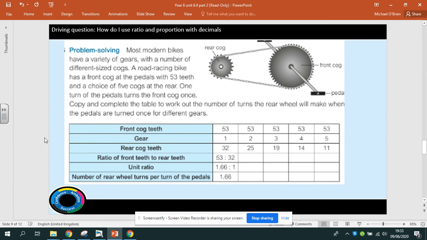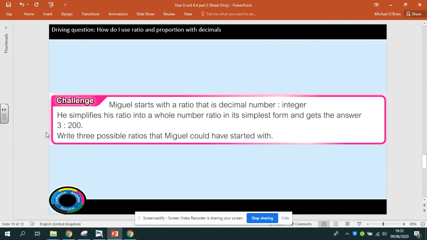Okay, let's get on to the next question. Oh, we're at the challenge. Miguel starts with a ratio that's a decimal number and an integer. So we have 2 numbers, one's a decimal number, the other's an integer. He simplifies his ratio to a whole number ratio in its simplest form and gets the answer 3 to 200. Write 3 possible ratios that Miguel could have started with.